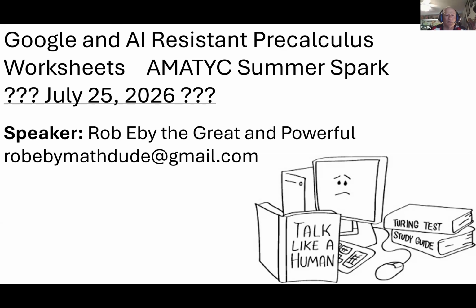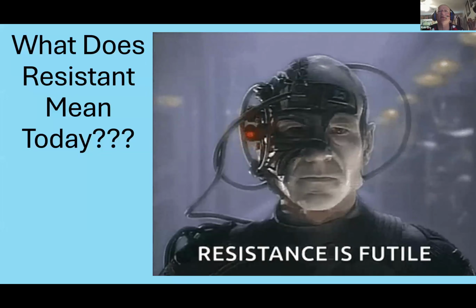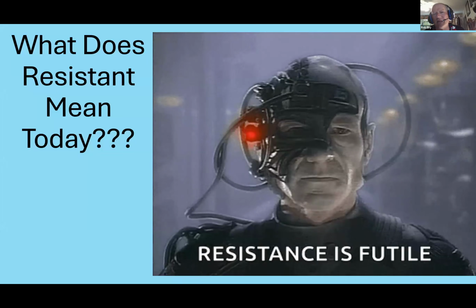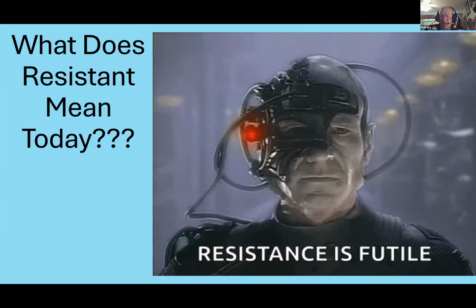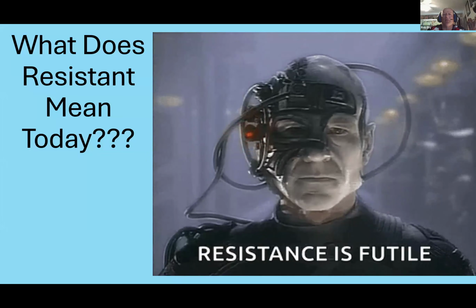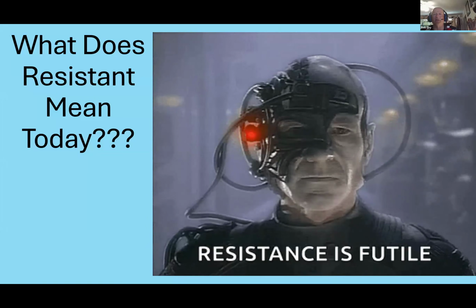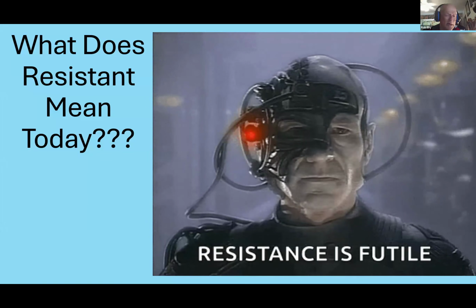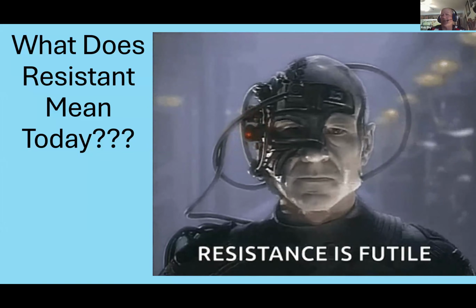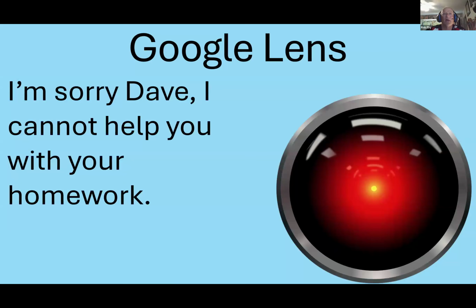So first of all, what does resistant mean today to AI? And that is not going to be that AI is going to get everything wrong. Especially in a pre-cal class, that's just not happening. And some of you are smiling, I can see, so you get the reference. What it does mean is that the AI either won't get it all or will have some very interesting responses. So, first of all, are you aware of Google Lens?